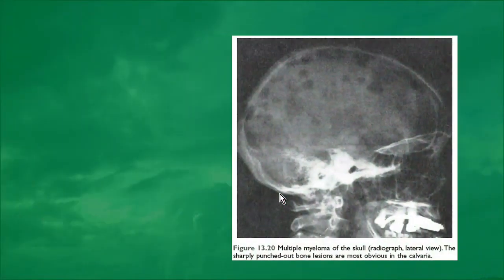It's a classical X-ray in a case of multiple myeloma. There are multiple sharply punched out lesions of the skull. You can see these darker areas with low bone density.